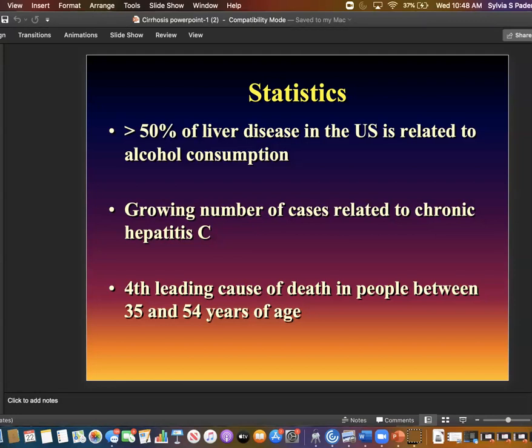Here are some of the statistics related to alcohol consumption and also chronic hepatitis C. It is considered the fourth leading cause of death in people between 35 and 54 years of age. This could be the age group where most people drink a lot, even though it also happens in the younger population. But as you get older and as the years of consumption increase, so does the risk of the liver degenerating.